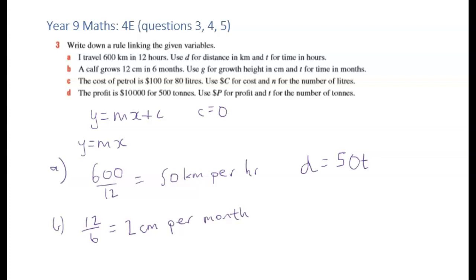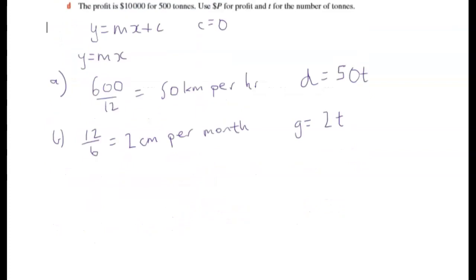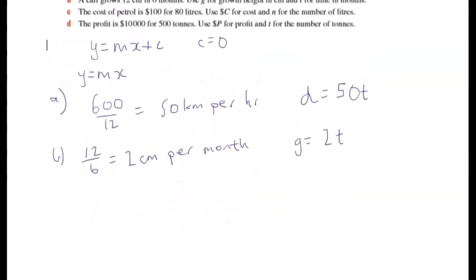That's basically your gradient. So the variables we're using are G for growth, so the growth of the calf is 2 centimetres per month, where T is time in months. I'm just going to scroll so we've got a bit of space to write on.